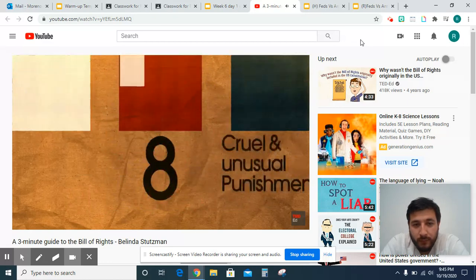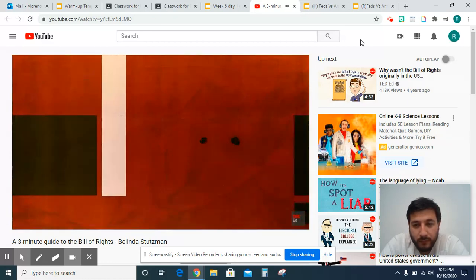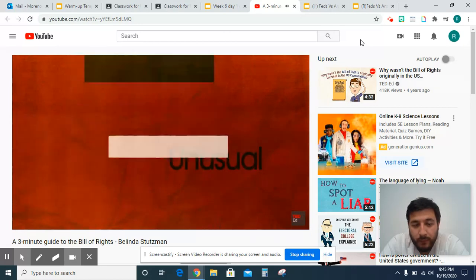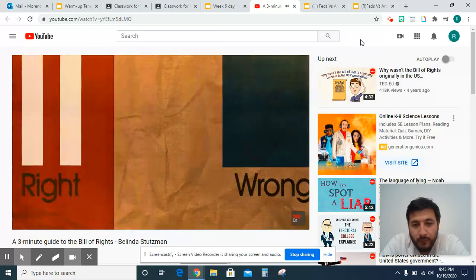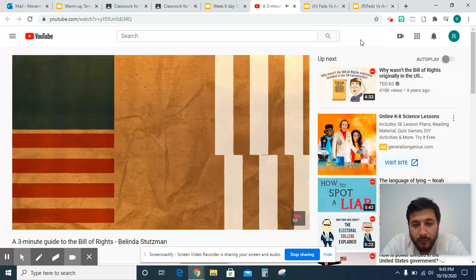The Eighth Amendment prohibits cruel and unusual punishment. Is a death penalty cruel? Is it unusual? It's hard for Americans to agree on the definitions of cruel and unusual.